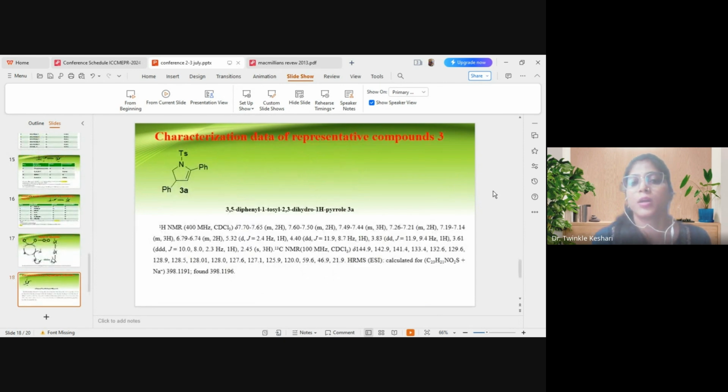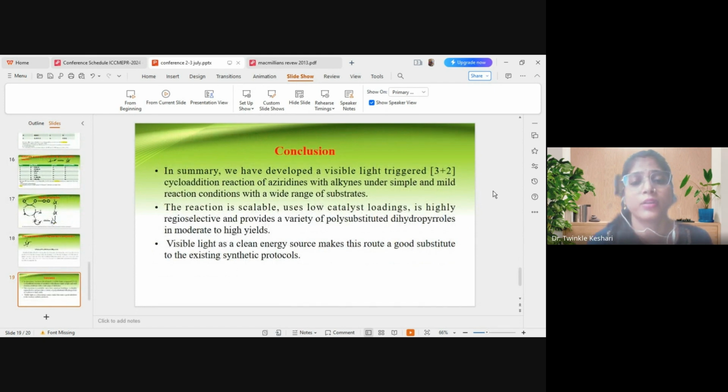The characterization of the compounds has been done by proton NMR, carbon NMR, and mass spectra. In summary, we have developed a visible light triggered 3+2 cycloaddition reaction of aziridines with alkynes under simple and mild reaction conditions with a wide range of substrates. The reaction is scalable, uses low catalyst loading, is highly regioselective, and provides a variety of polysubstituted dihydropyrroles in moderate to high yields. Visible light is a clean energy source, making this route a good substitute to other existing synthetic protocols.